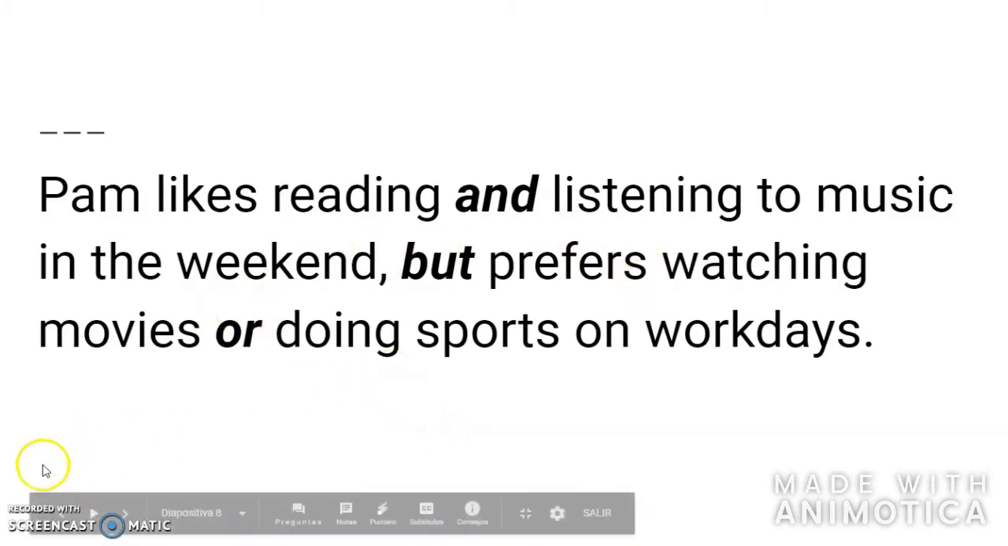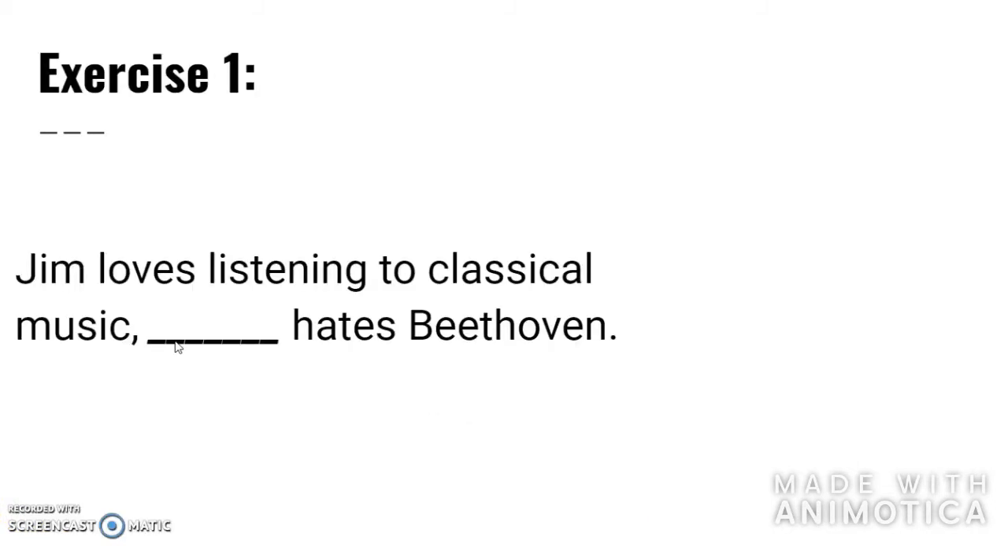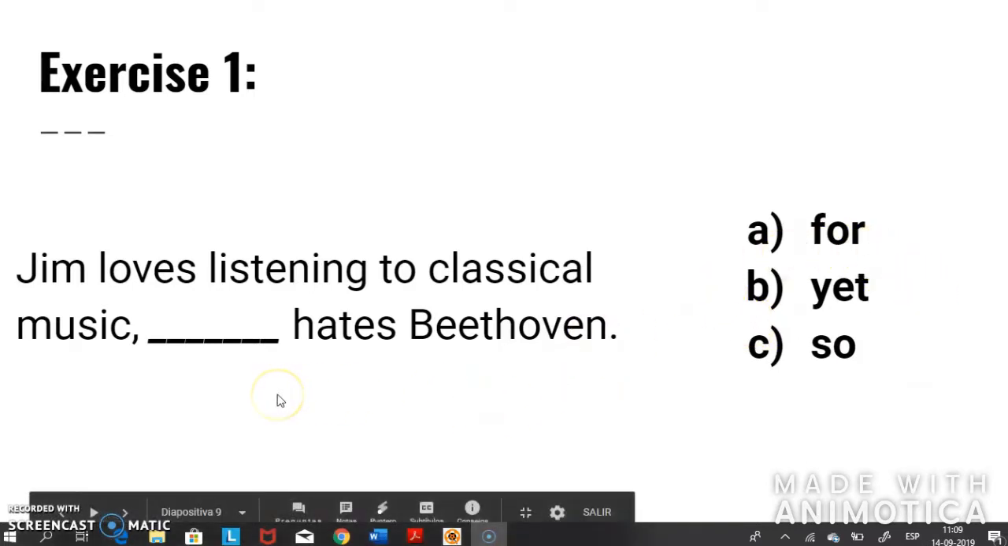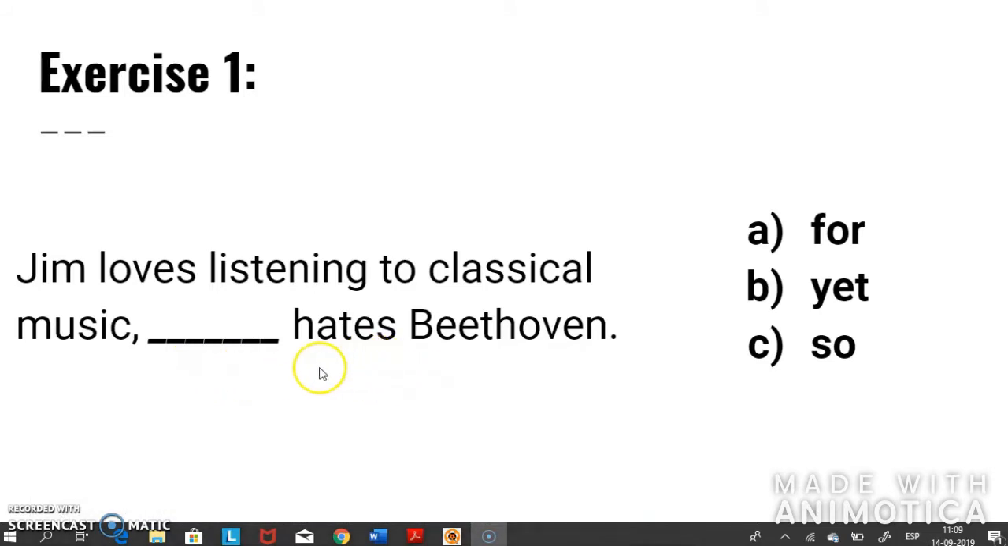Let's look at exercise 1. Jim loves listening to classical music, blank, hates Beethoven. Alternatives are for, yet, and so. The correct alternative is yet. So it would be: Jim loves listening to classical music, yet hates Beethoven.